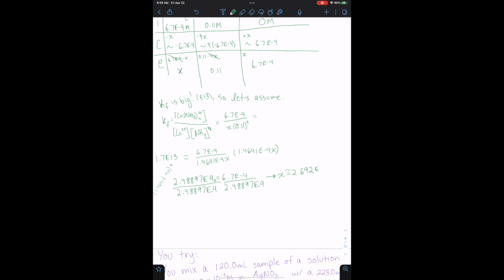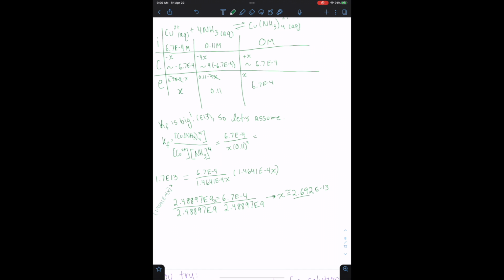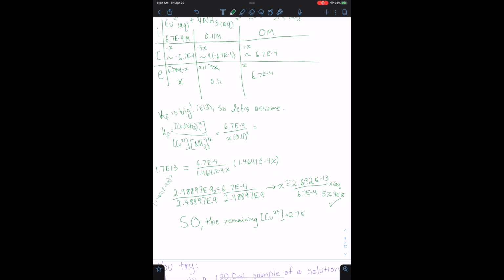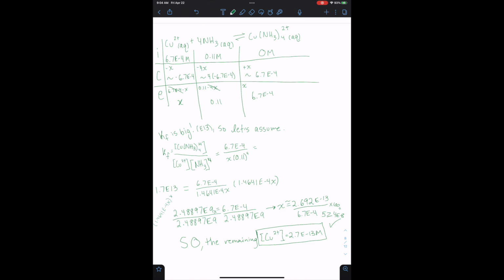But remember, we use the assumption. So what do we have to do? We have to check it, and to do that, you put it over the initial, multiply by 100, and since it's less than or equal to 5, we are good. The remaining concentration is 2.7, E negative 13.